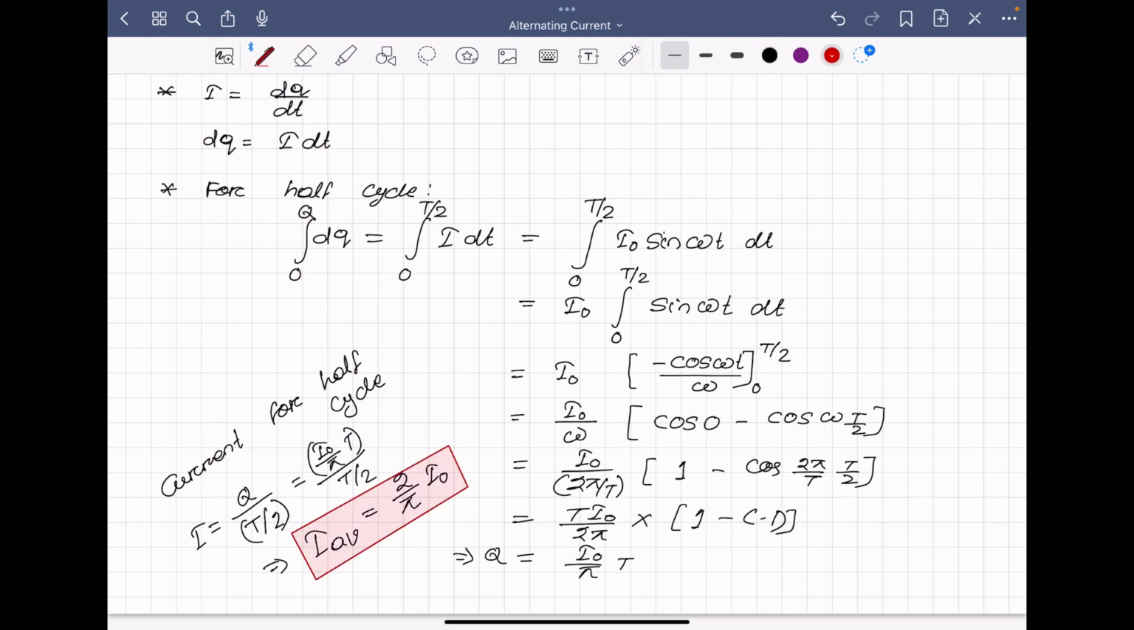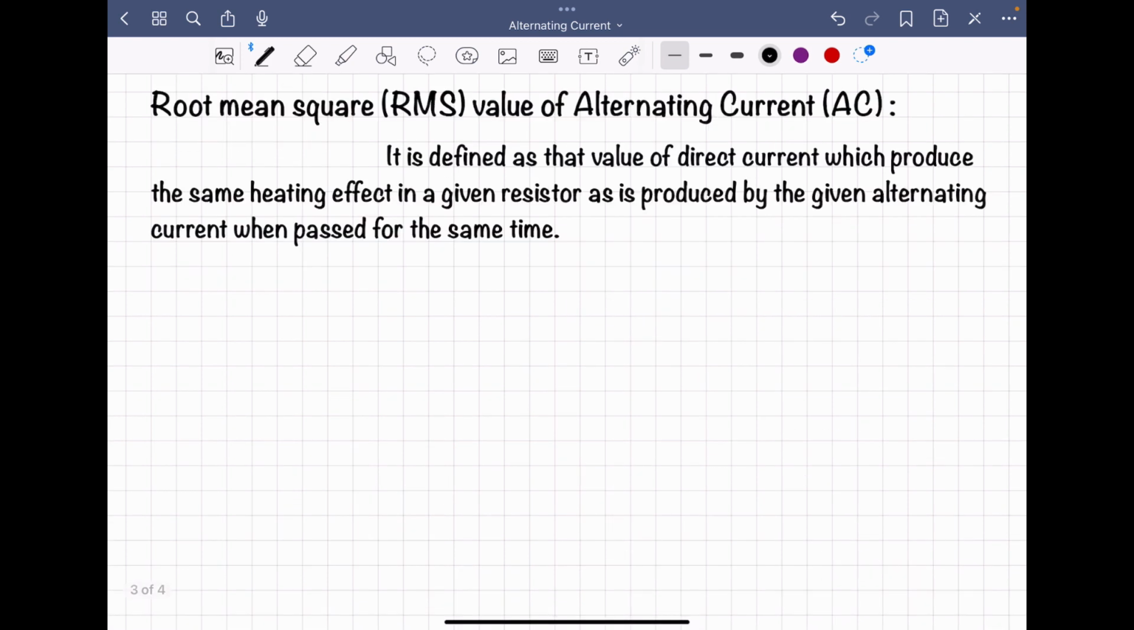This is also the relation between average value of alternating current and peak value. I average equal to 2 by pi I naught. Similarly, we can get E average also. E average can be written as 2 by pi into E naught. Then we have root mean square value of alternating current, that is called RMS value.